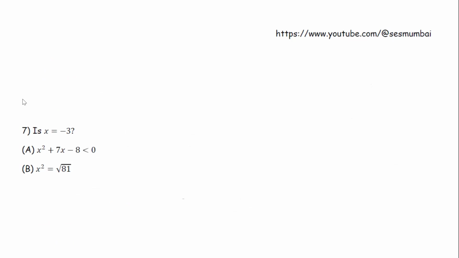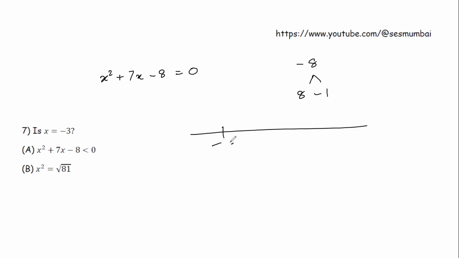Is x equal to negative 3? So again, we got a quadratic inequality. So we equate it to 0 and solve for the factors. We know it is 8 and minus 1 because that will add up to positive 7 and multiply to negative 8, right? So on the number line, we got negative 8 and positive 1, and it's less than, so it will be in between, not including negative 8 and 1.